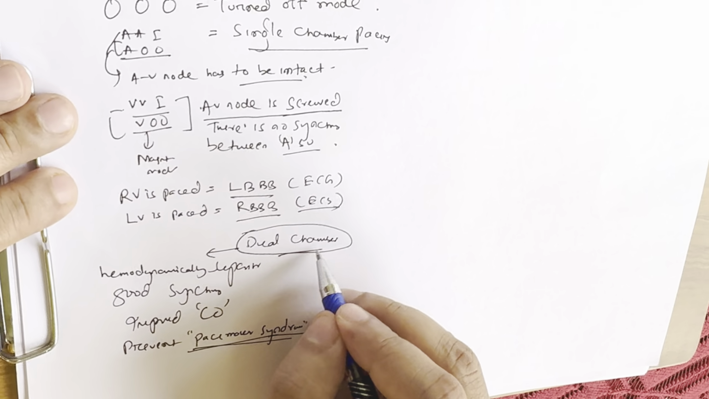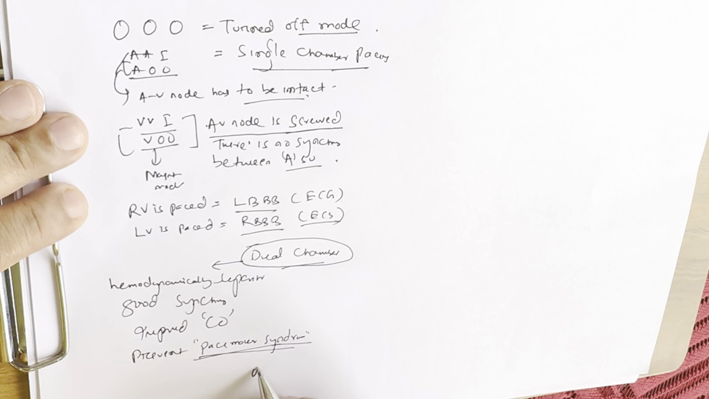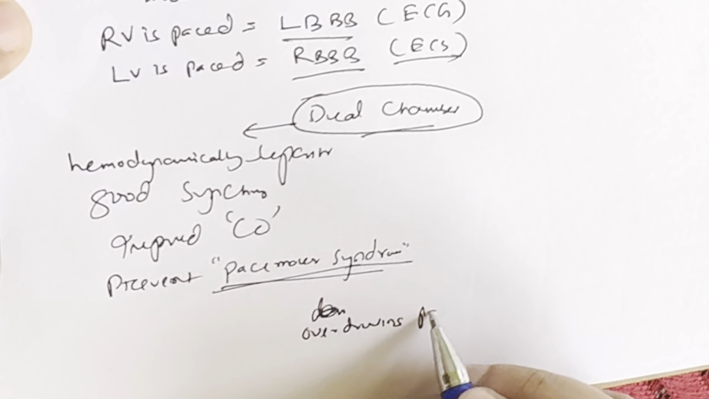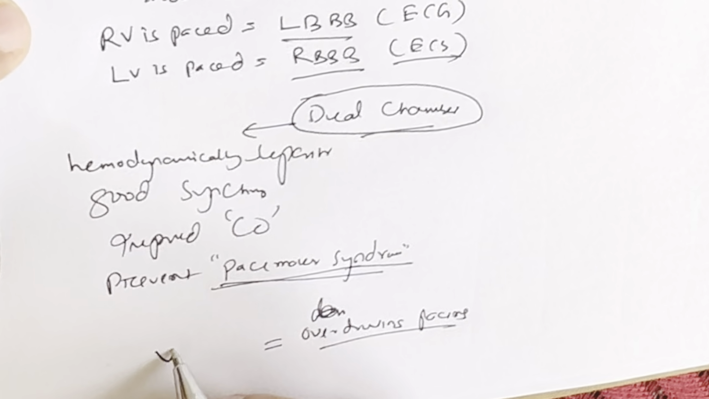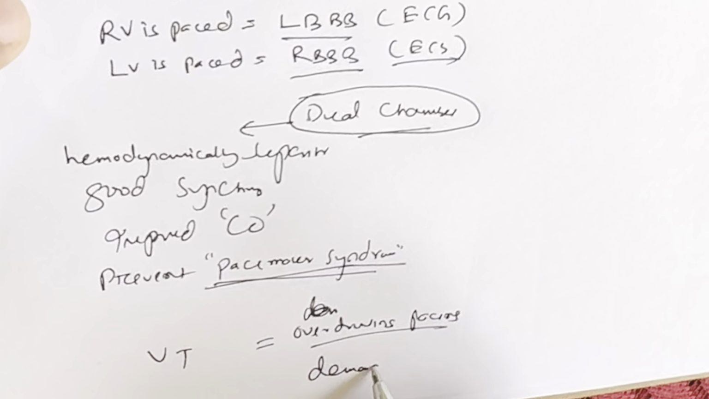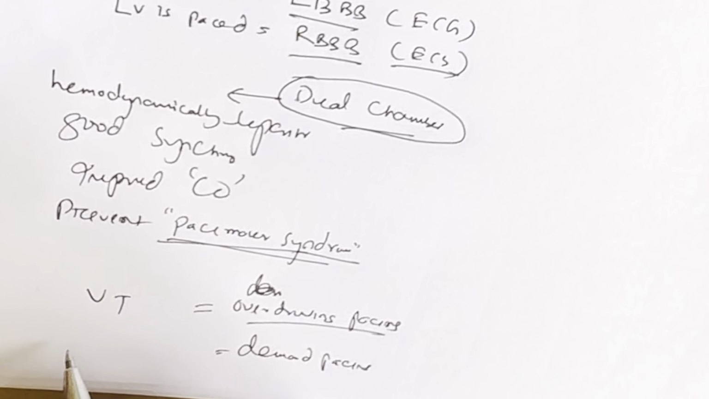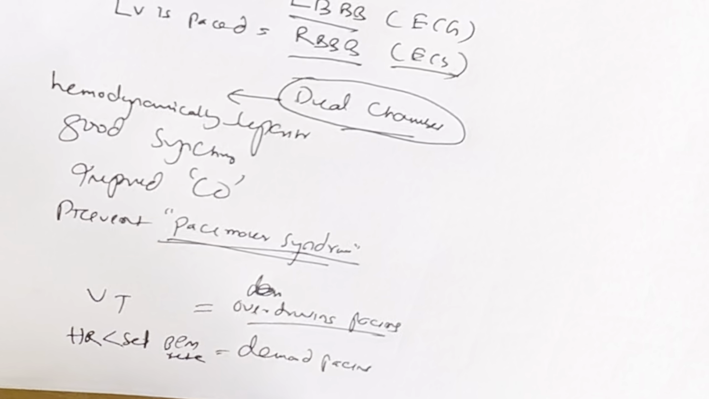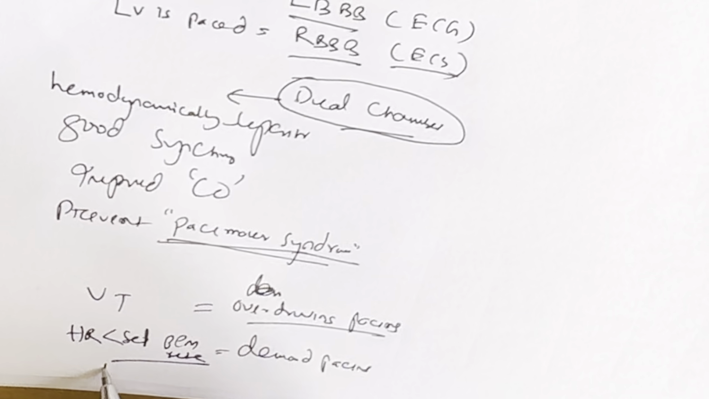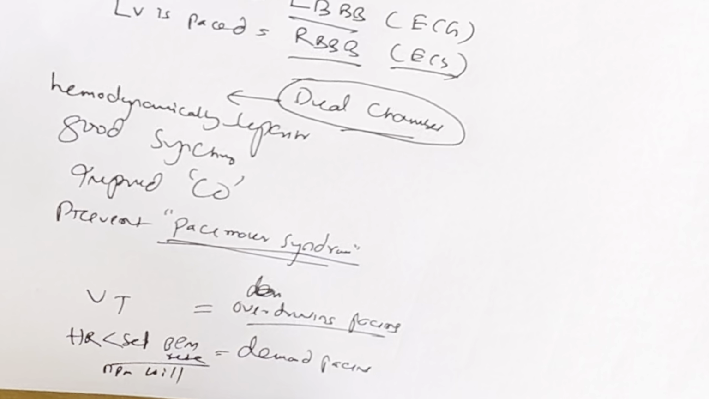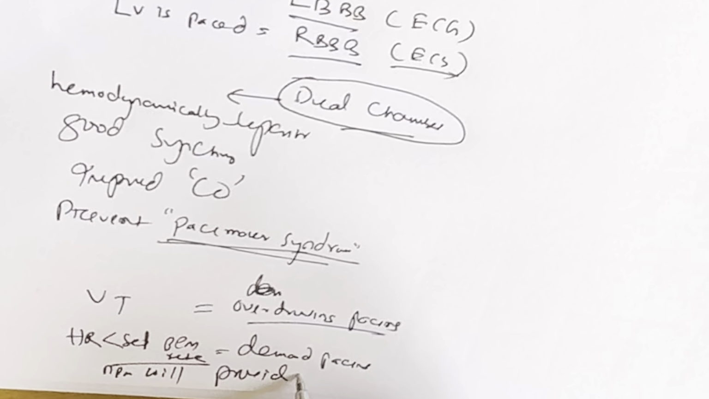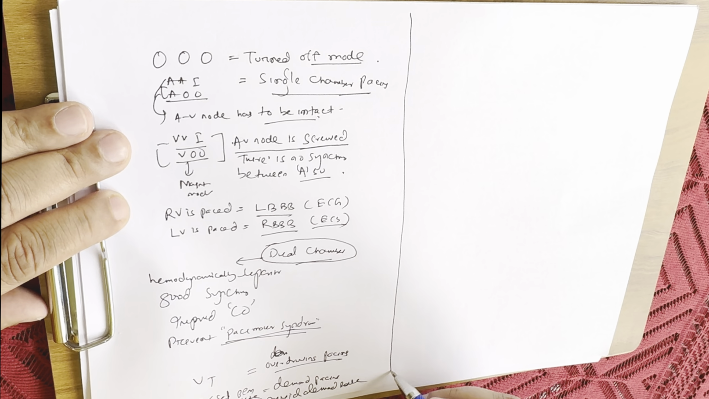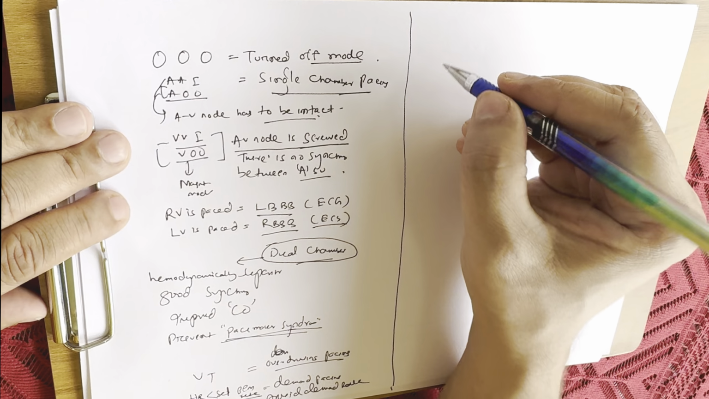And there is another dual chamber, single chamber mode. There is another called overdrive pacing. This is especially used in VT, and there is demand pacing. When the heart rate is less than the set ppm rate, the pacemaker will provide the additional, demand rate, extra rate, right? So this is how we classify, right? Now troubleshooting, we've already discussed.